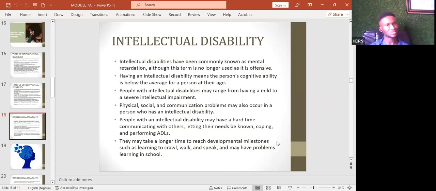Now, a child who has intellectual disability has difficulty learning, of course. Since we learn to do everything, and the center of learning is the brain, and this person has a difficulty or a disability in the brain, we see that it affects virtually every aspect of the person's life.